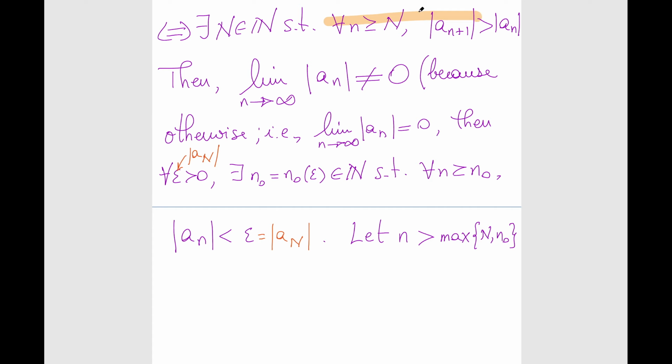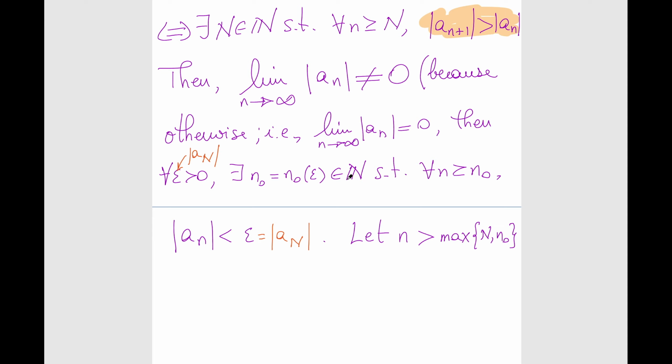I'm technically saying not all of this. I'm technically saying that this is gonna hold for me. Why is this gonna hold for me? Because this holds for any choice of n that's bigger than or equal to capital N. And this n certainly is bigger than capital N. So this is gonna hold for my choice of little n.